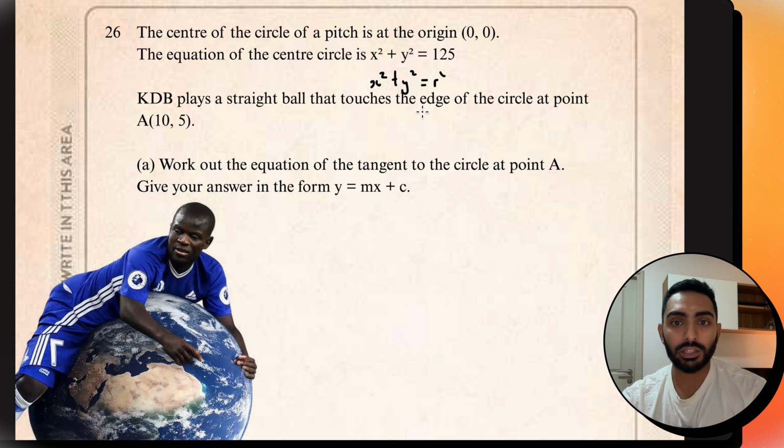KDB plays a straight ball that touches the edge of the circle at point (10, 5). Work out the equation of the tangent to the circle at point A. Give your answer in the form y equals mx plus c. Let's just draw this out so that we understand what's going on.